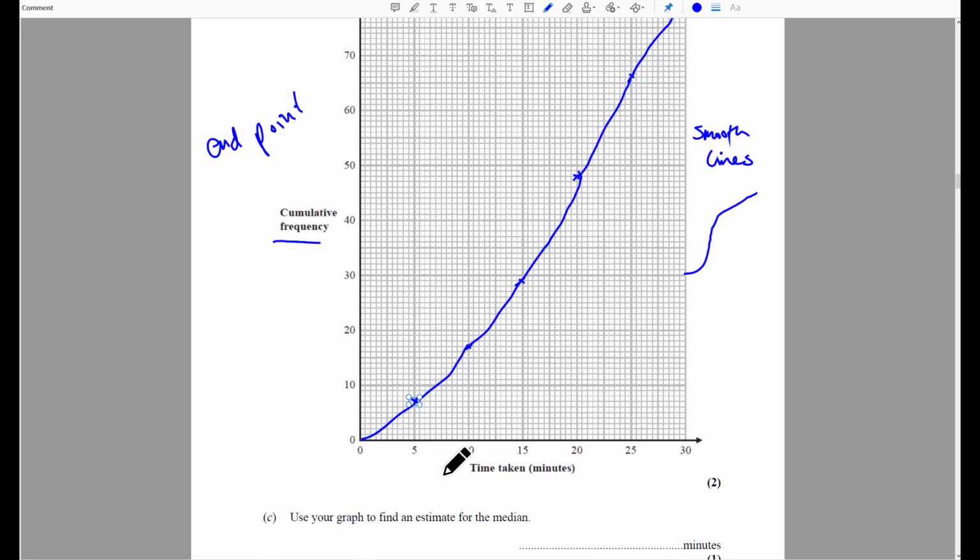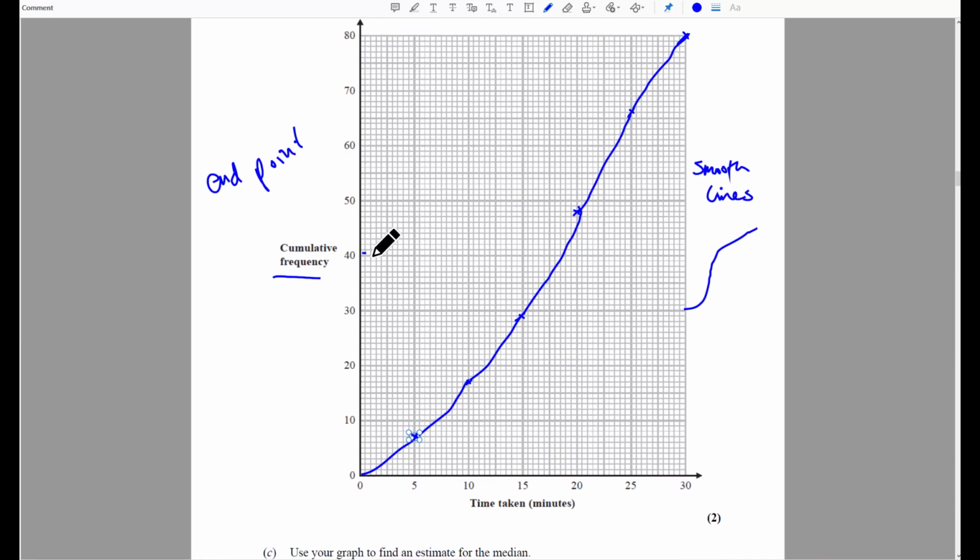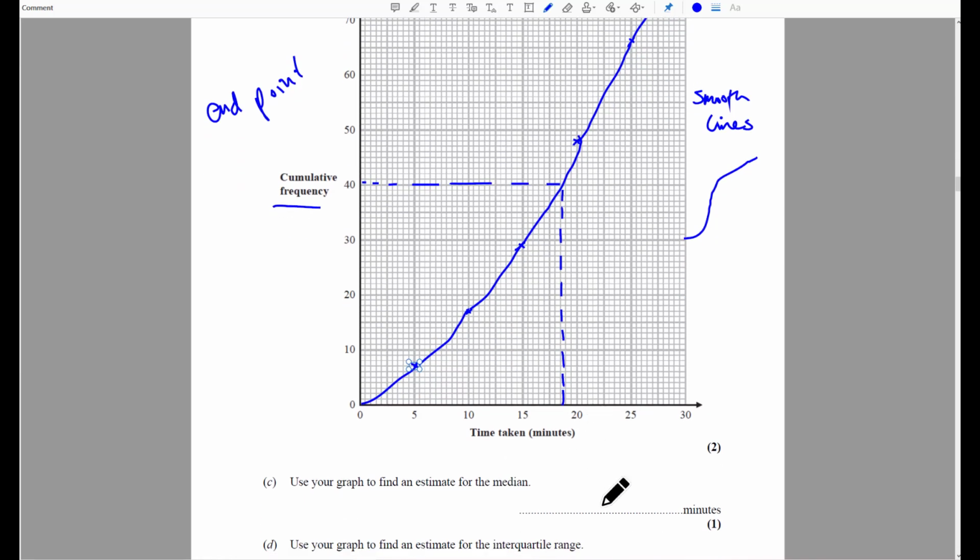Use your graph to find an estimate of the median. So you should be doing this. So there's 80. So what's half of 80? 40. I want to see people doing this dotted line because that's worth a method mark. And let's go down. And that looks like 17.5 to me. I'm going to write 17.5.